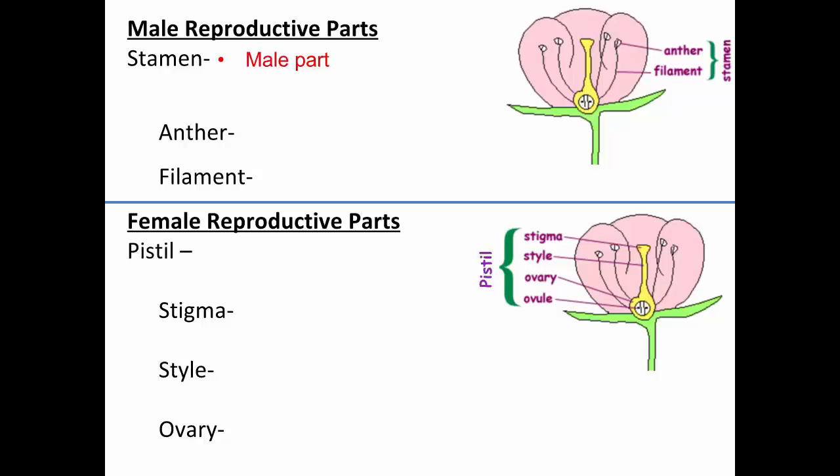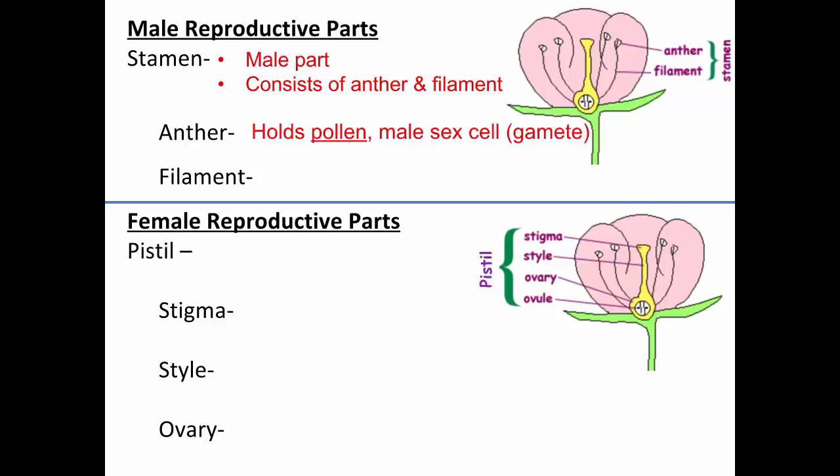It's made of two parts. This top part is the anther. This long part that holds it in the air is called the filament. The anther's job is to produce the pollen, the male sex cells, the gametes. This is where pollen comes from, this anther on the stamen. The filament basically just holds the anther in place, supporting it, because the placement of the anther is often important.